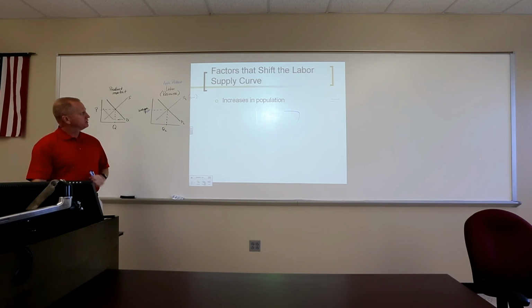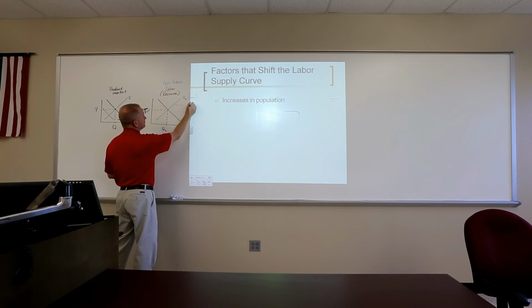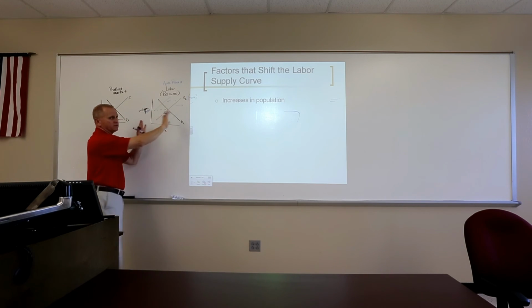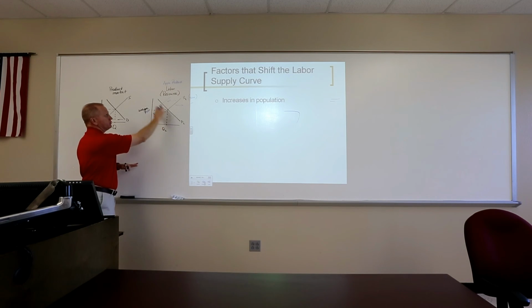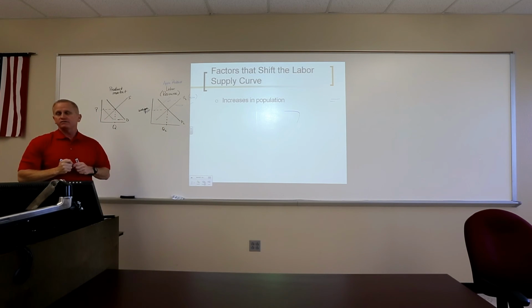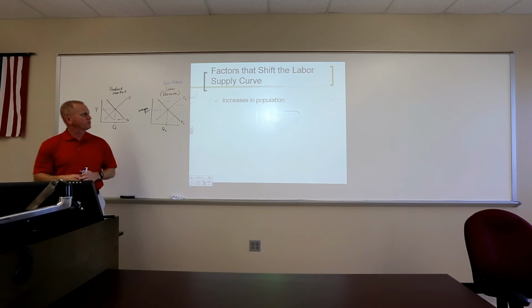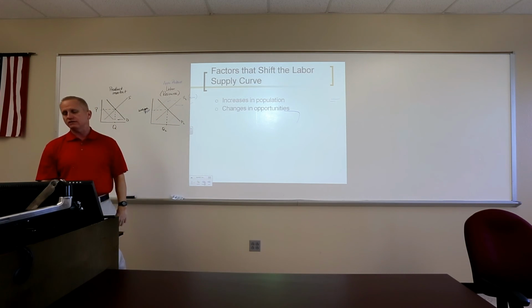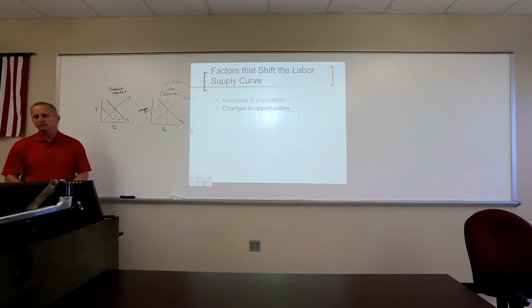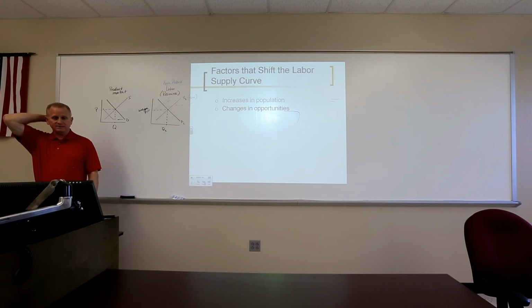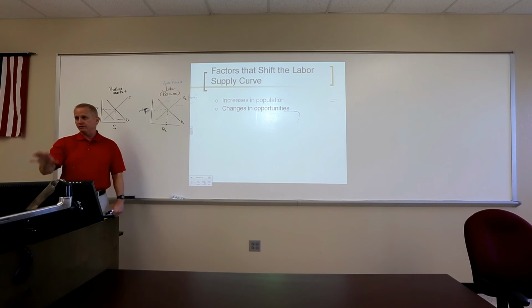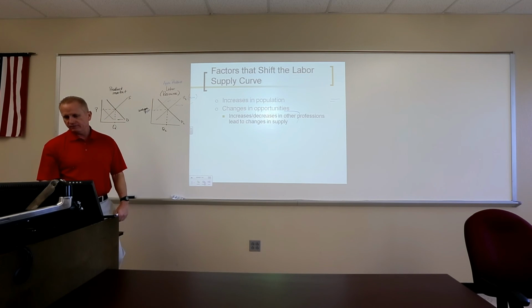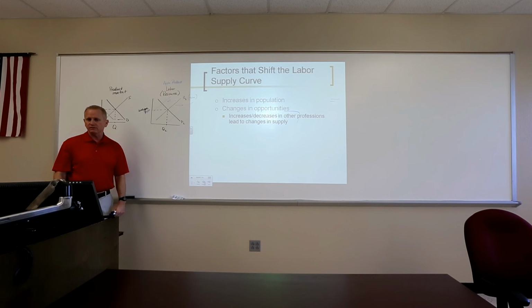Factors that shift the labor supply curve, so factors that will shift this curve right or left, will affect the wage equilibrium, up or down. Increases in population: the sheer fact that more population means more households, and more people are going to provide labor. Shift to the right. That's a slow shift, but it's always going to happen as long as we have increases. Changes in opportunities. Changes in job types, like that tablet example, which didn't exist 20 years ago, and now they do, so you need workers in that particular industry. Increases and decreases in other professions lead to changes in supply.